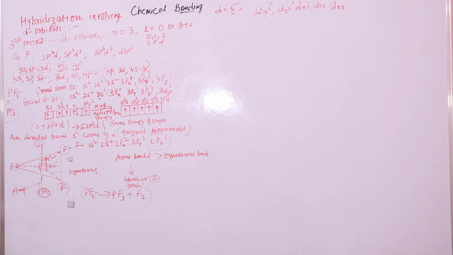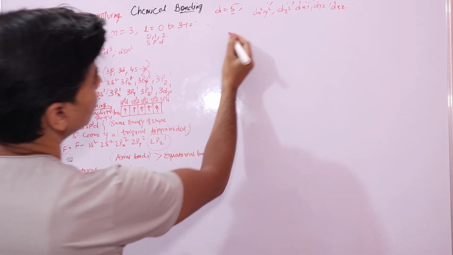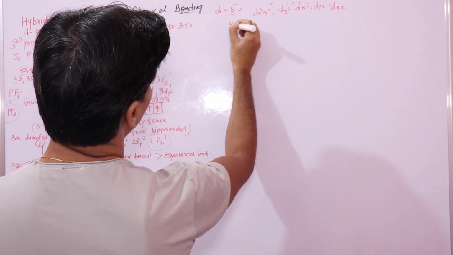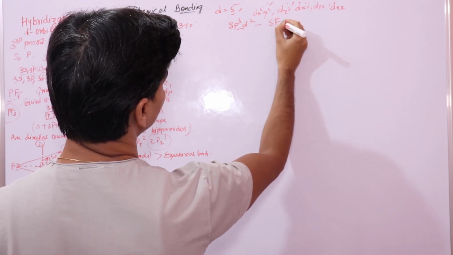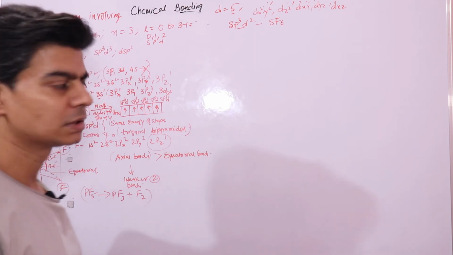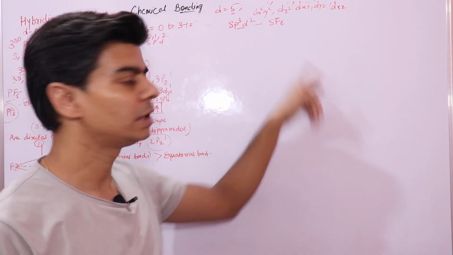Now we'll be jumping to another type of hybridization containing d orbitals, right? That is your sp3d2 hybridization, right? So in sp3d2 hybridization, we'll take the example of the SF6 molecule, right? SF6 molecule. We'll go through sp3d2 hybridization, right? The example we'll be taking is the SF6 molecule. Sulfur also belongs to the third period of the periodic table, right?